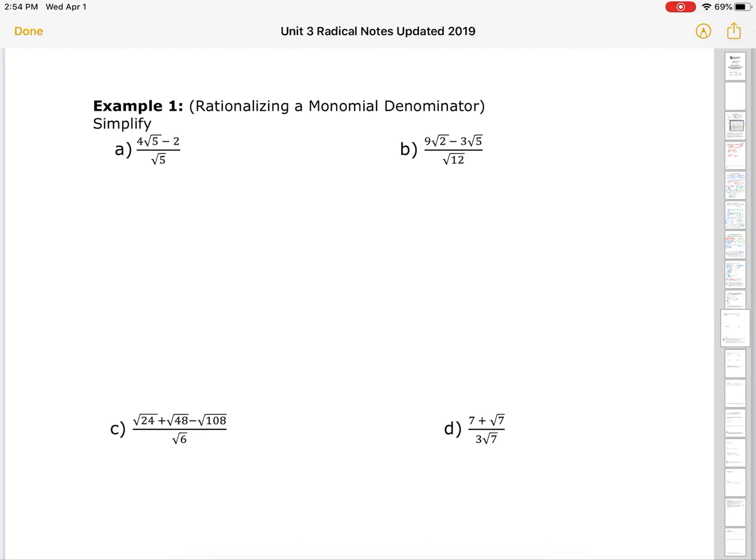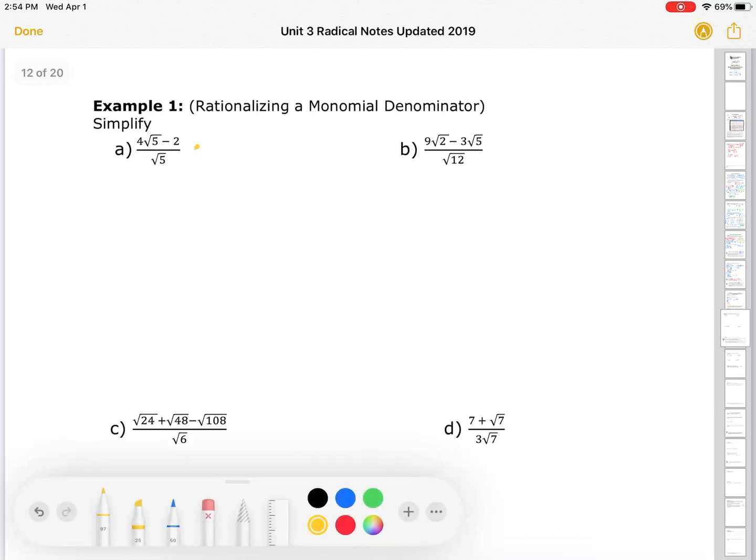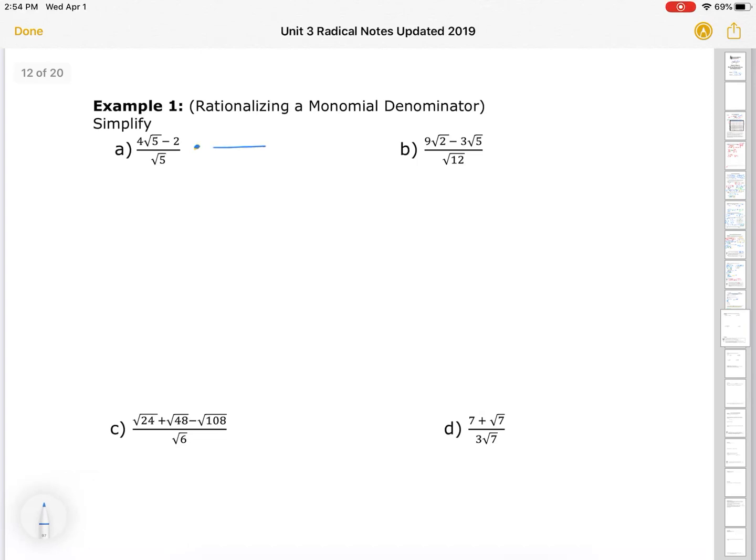So looking at the first one, I want to ask myself, well, I have a radical in the denominator, and I'm going to want to rationalize that. So I want to multiply the top and the bottom by the same radical in order to rationalize it. So I do so by multiplying it by root 5 over root 5. Because when I multiply the root 5 on the bottom by root 5, I'm going to get 5.